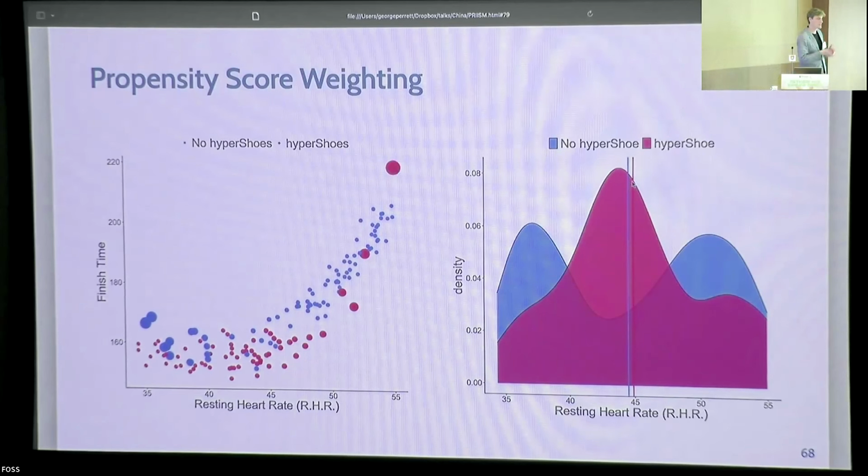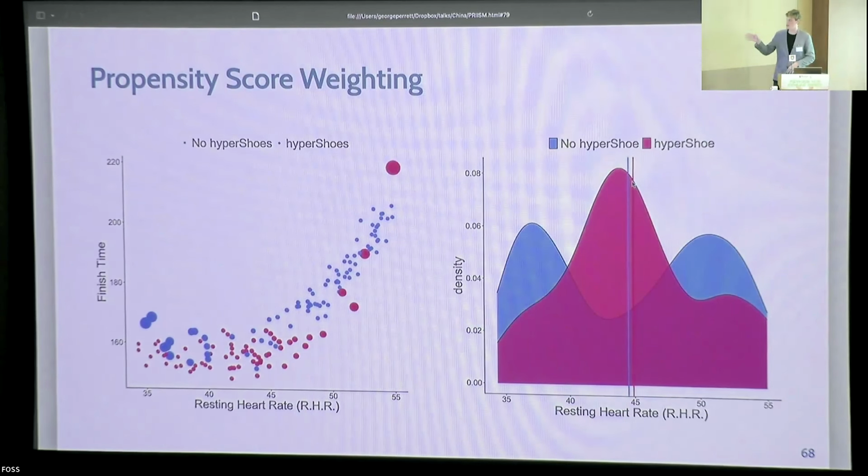And so if I look at the means, I have balance in means, meaning that the mean of resting heart rate is similar between the control group and the treatment group. And if we achieve perfect balance with our propensity score across every moment of the distribution, then we recover these nice properties of randomized studies.